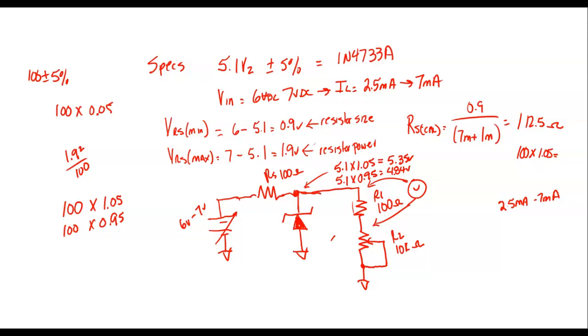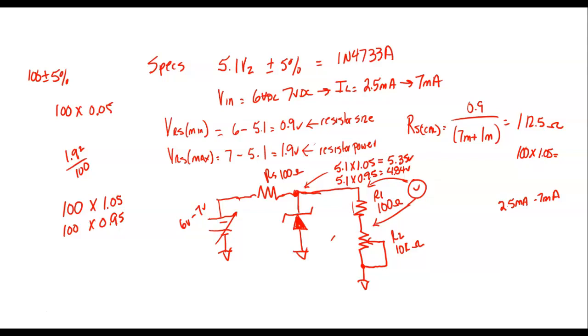So if you got a 10% resistor, then you multiply it by 1.1, and you multiply it by 0.9. And that would give you a 10%, right? That makes sense? So you can calculate these without doing an extra math step.